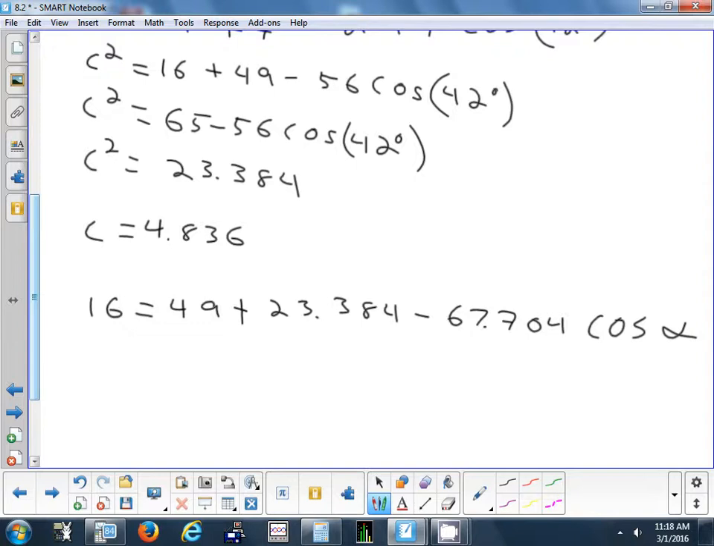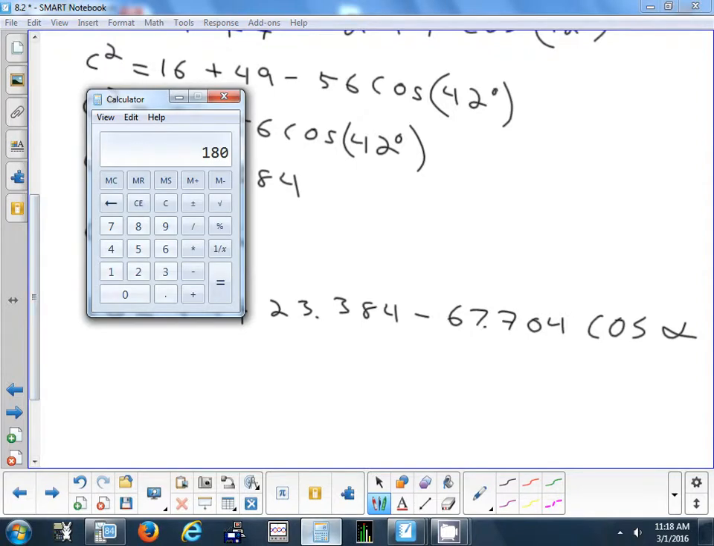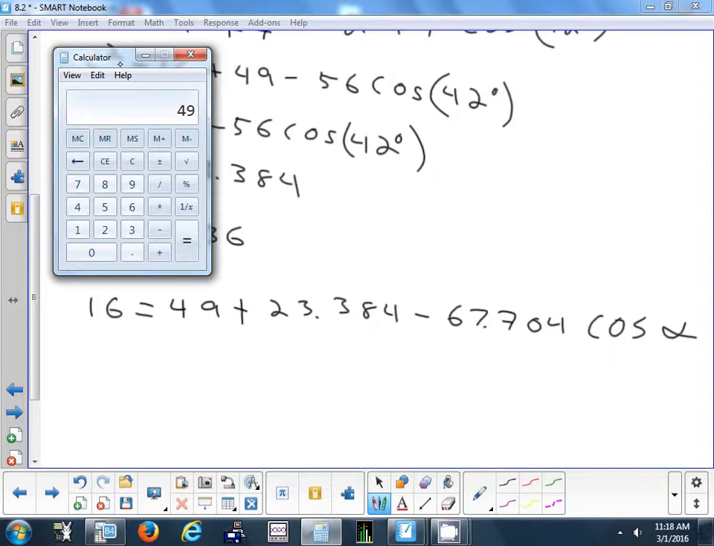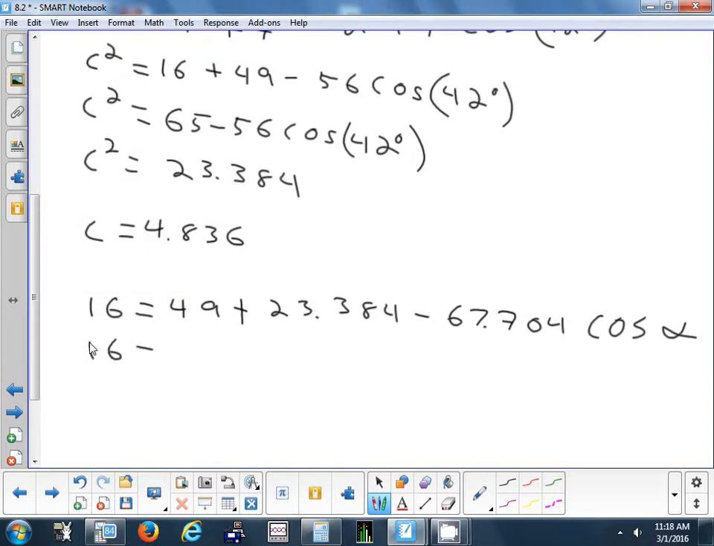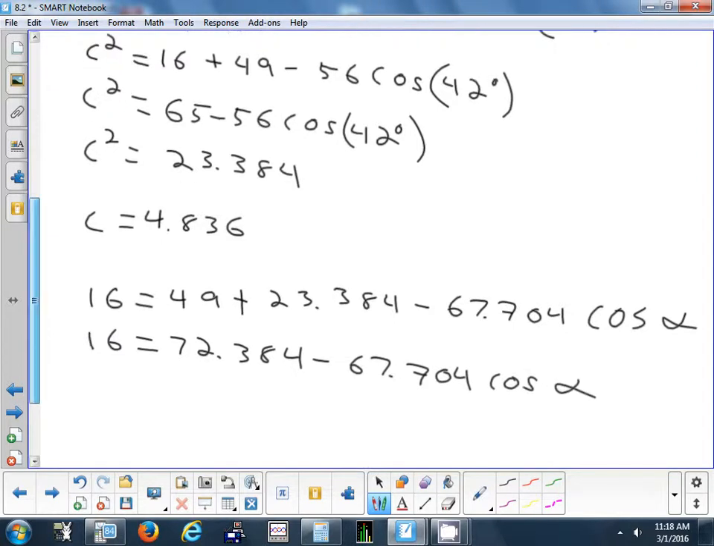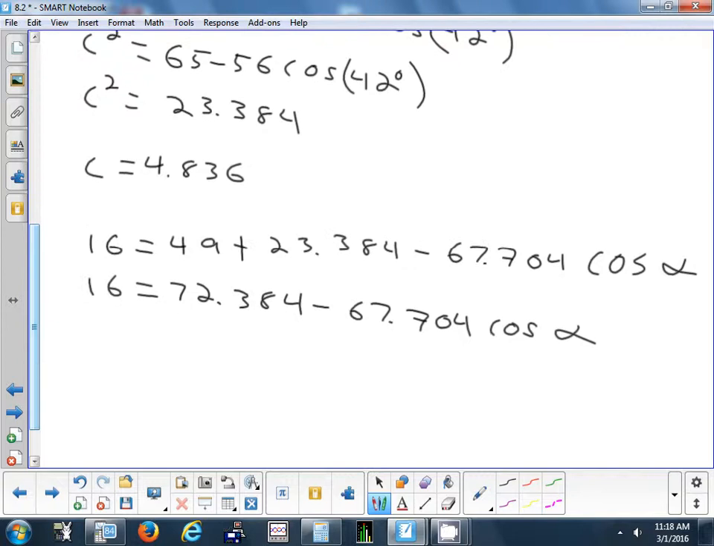Yeah, let's combine the like terms. So we've got 49 plus 23.384, 72.384. Okay. What would I do next? Subtract 72.384 from 16, yes. You cannot combine.